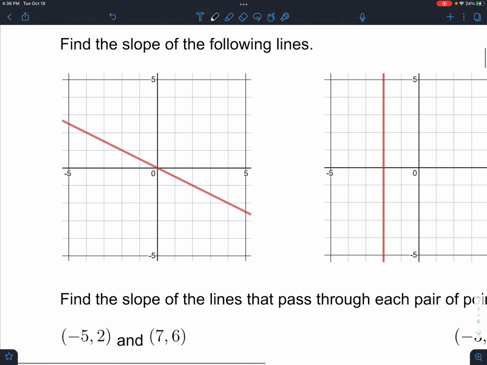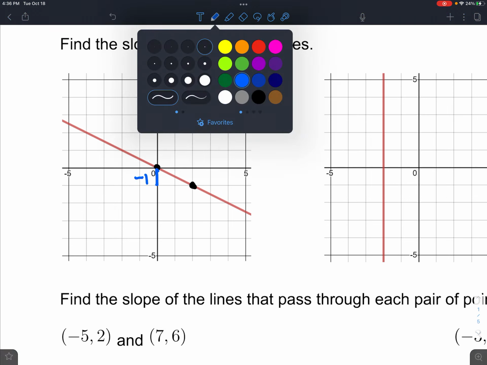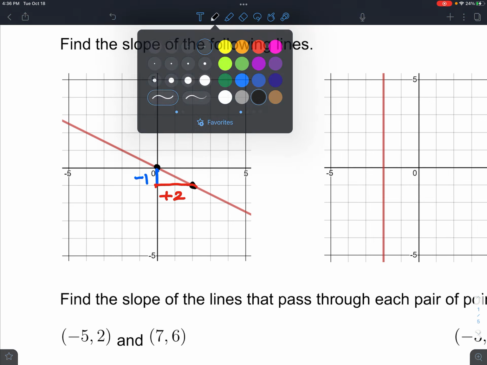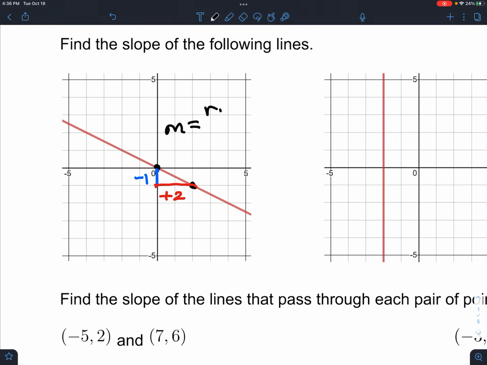So what you want to do when you have a graph is locate good points, points that cross the grid perfectly, like these two, and then all you do is you count. So I always go up and down first, and I start on the left, so this would be down 1, and this would be plus 2. So the slope, m, is rise over run, which is negative 1 over 2.